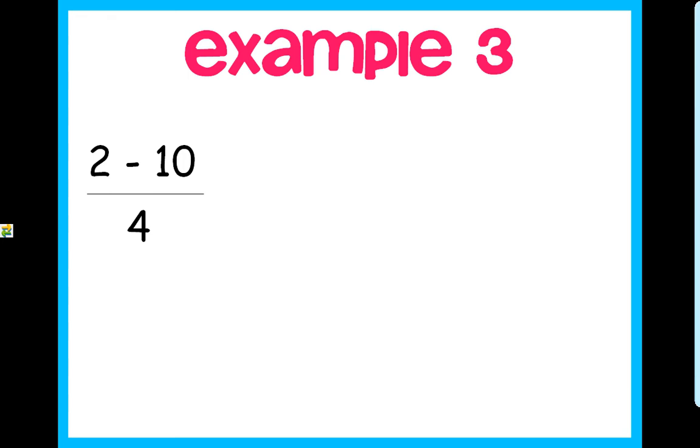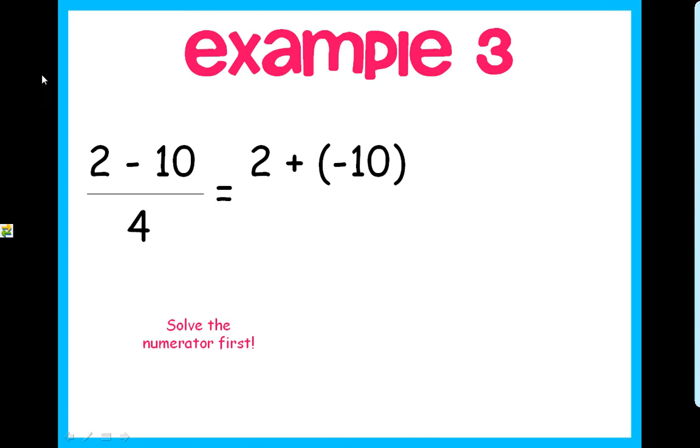Now, you may have not seen a problem like this before, but you're going to need to know how to do it. So this problem reads 2 minus 10, divided by 4. You need to always solve the numerator first, which is what's up here. You need to solve the complicated stuff first. So, we're going to solve this numerator.